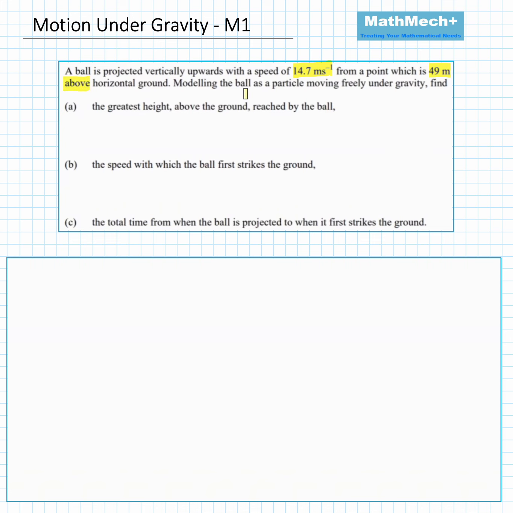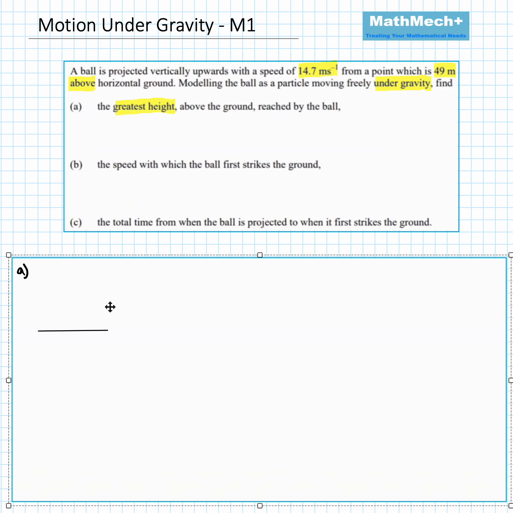So a ball is projected vertically upwards at a speed of 14.7 meters per second from a point which is 49 meters above the ground, and we're going to model it. And we're looking for the greatest height first of all. So we have three parts to this question. Part A, we're going to draw a little sketch as always and write out our little SUVAT detail.